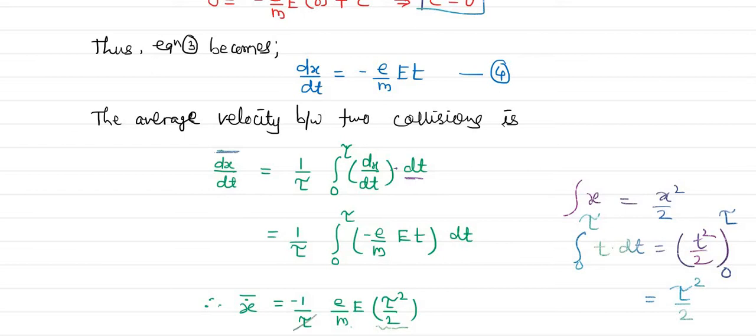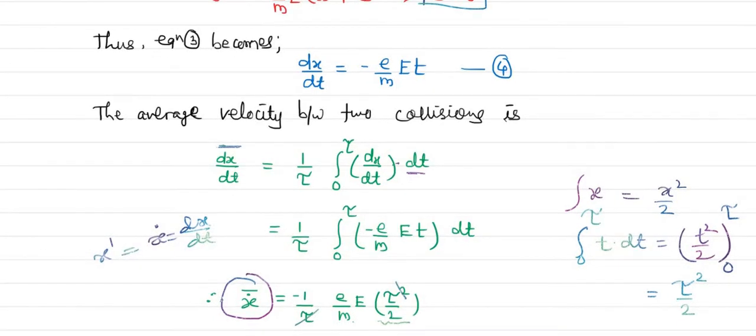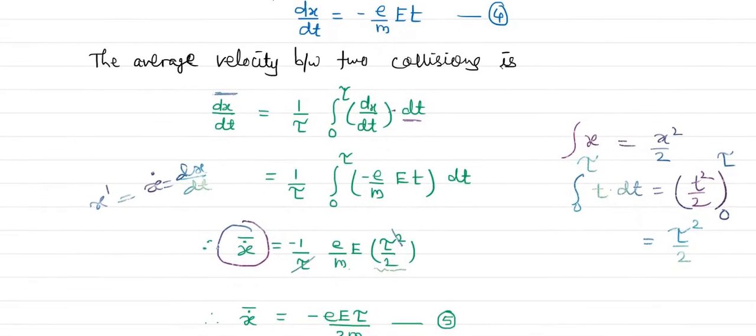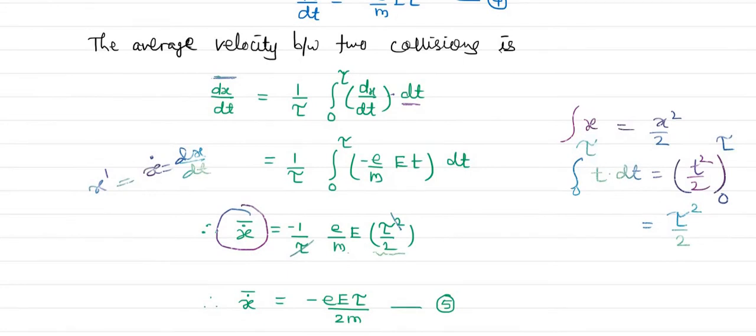So let us cancel one tau here and rewrite. Again, you might see how sir has written it like this, because this x dot is nothing but dx by dt. Sometimes this can be written as x prime also. Generally we denote the derivative by x prime, or in classical mechanics we define the derivative like x dot. So x dot, and this bar is only for the average value. So x dot bar is nothing but dx by dt bar, and after cancelling that tau, finally we got equation number 5, that is x dot bar is equal to minus e capital E tau divided by twice m. So this is the average velocity.